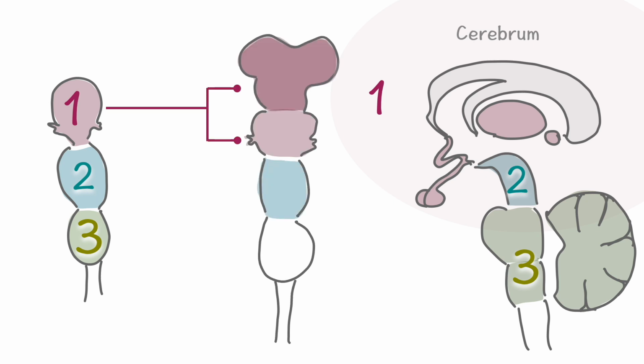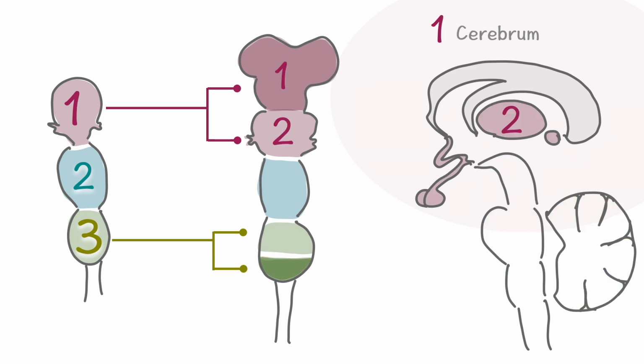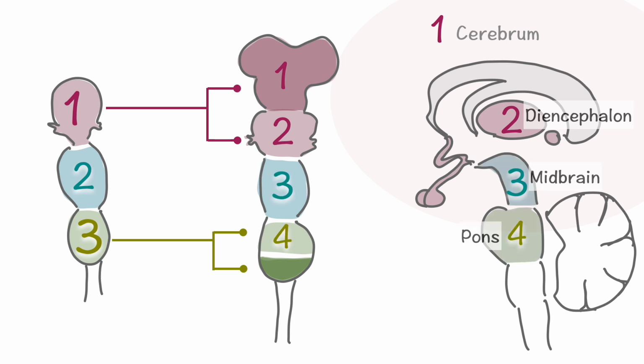1, 2, 3, 4, 5. The cerebellum starts behind the pons, so it belongs to the same group. Cerebrum, diencephalon, thalamus, pineal gland, and pituitary gland. Midbrain, pons, medulla. The cerebellum is in the same group as the pons. Cerebrum, diencephalon, midbrain, pons, medulla. The cerebellum is in the same group as the pons.